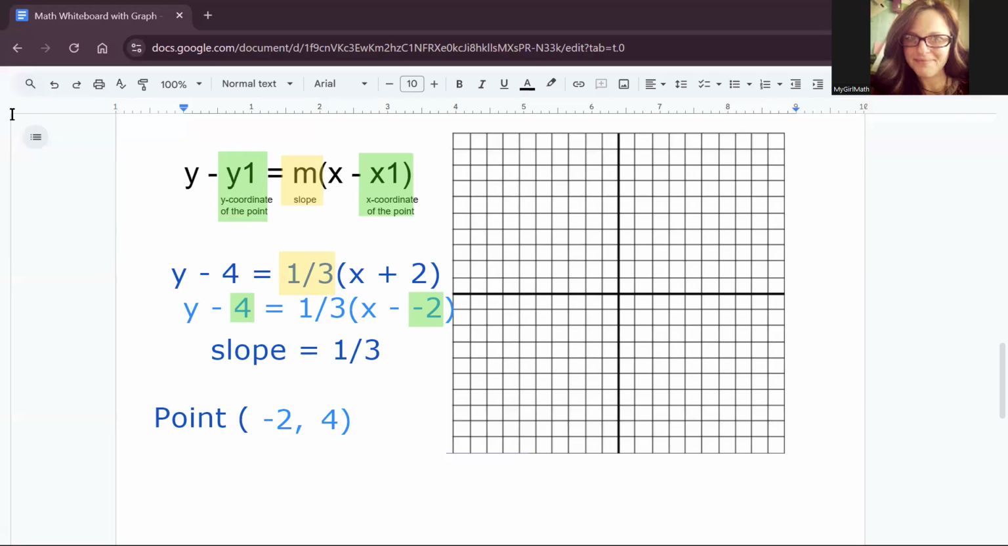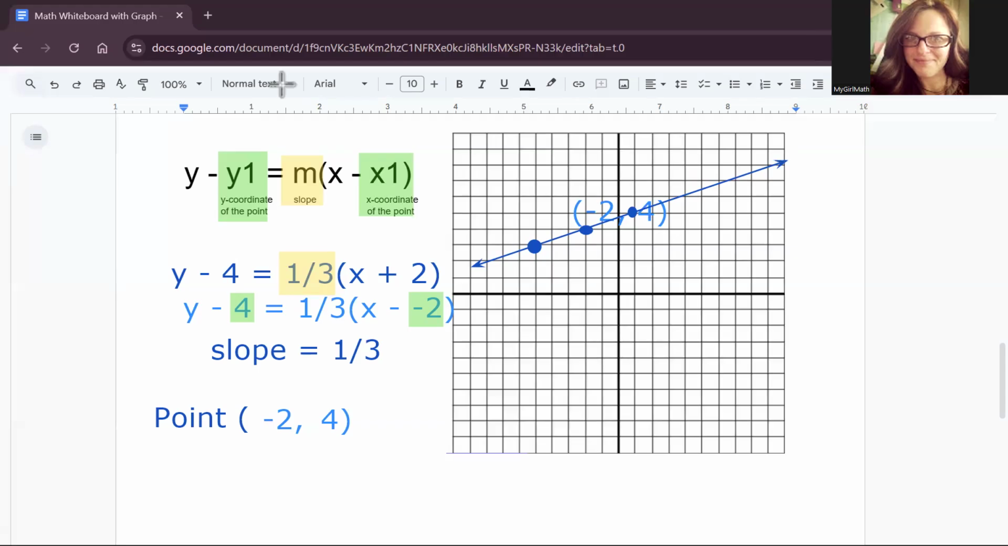To graph, we'll start with our point. -2, up 4. There's our point, -2, 4. And from that point, we'll use our slope, up 1 to the right 3, to get the next point on our line. Or we can go down 1 and left 3. And that is point-slope form of a linear equation.